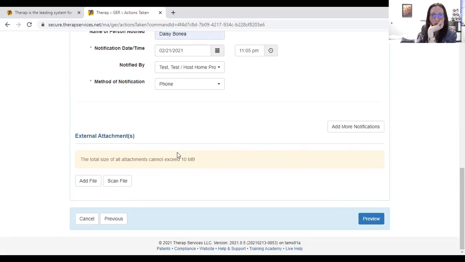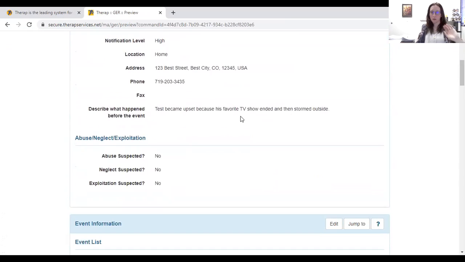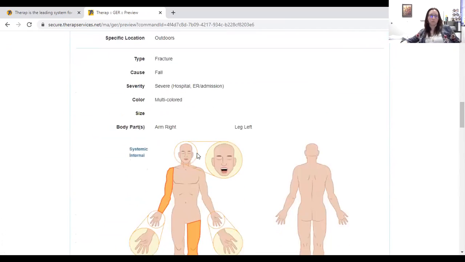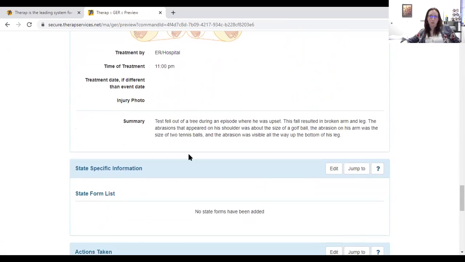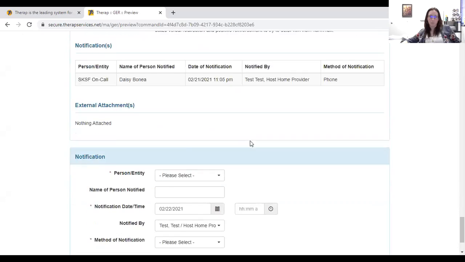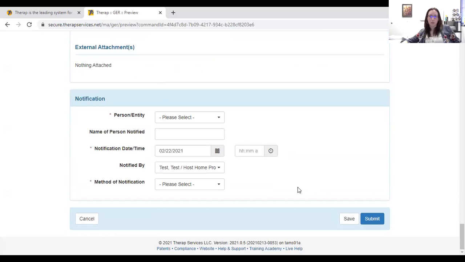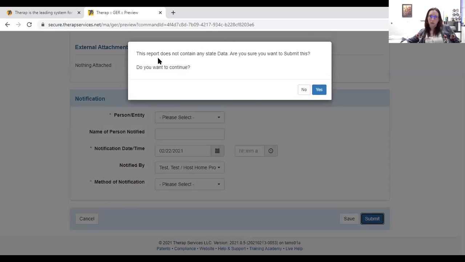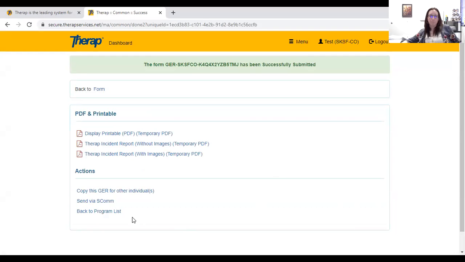All right. So then you're going to preview. And this is going to give you all of your injury reports. All of your summaries, everything is going to be here. And this is your last and final chance to edit where you need to edit, because once you submit, it is submitted. And then it's going to ask you if you're sure you want to continue without state data, and your answer will always be yes. All right.